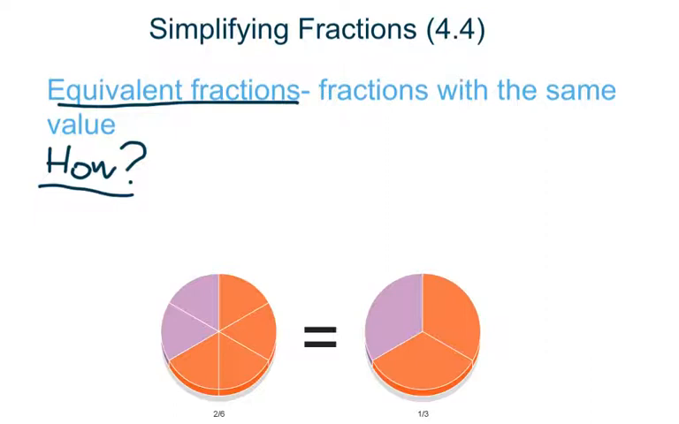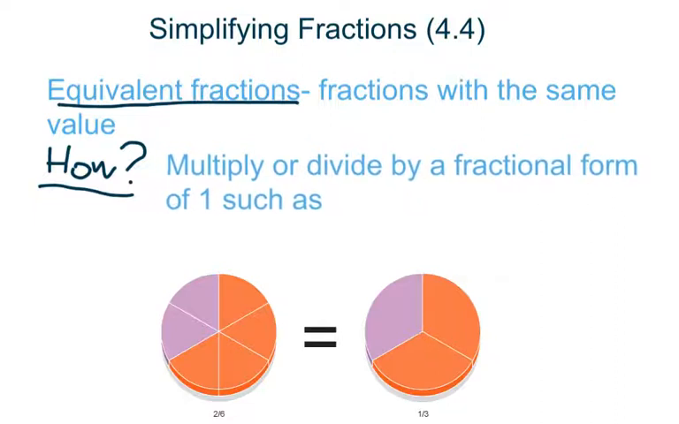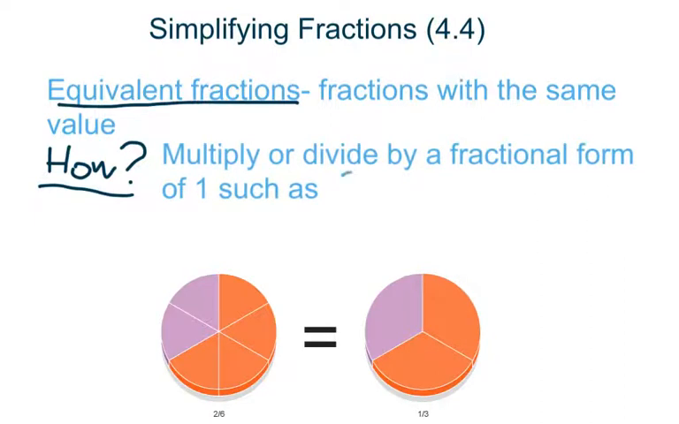Well, how do we get equivalent fractions? Well, if we multiply or divide by a fractional form of 1, such as, let's say, 3/3, or maybe 4/4, then we're still going to have an equivalent fraction.